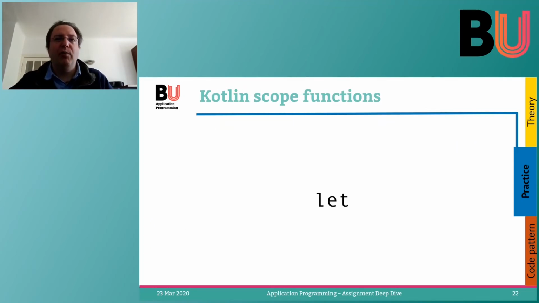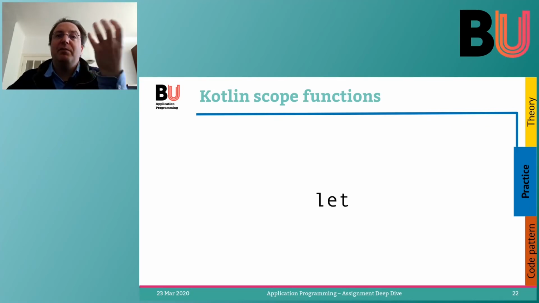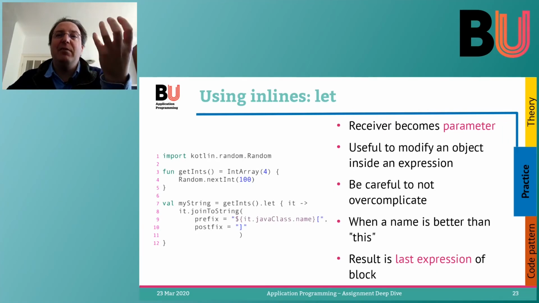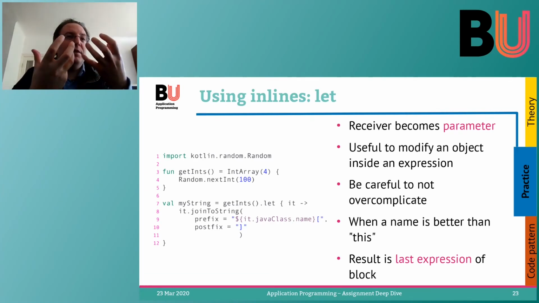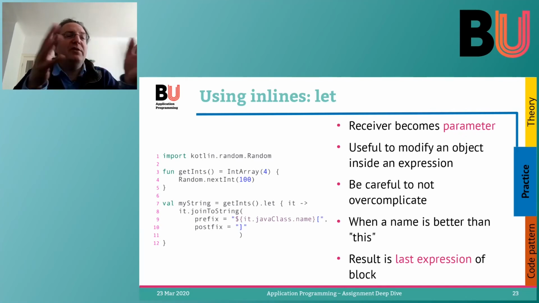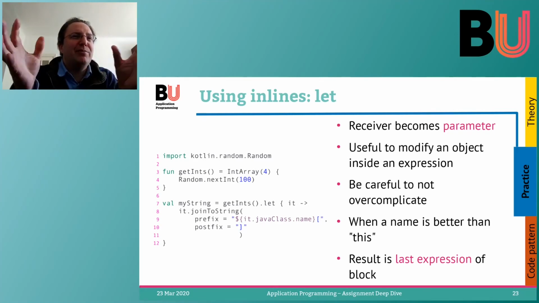So a common one is let. So let takes the receiver and allows you to basically give it a name and then do things with it, and then returns the result of the last expression. So if you have an object, in this case we have created a function that just creates 4 random integers. So this IntArray is actually a built-in function. This is kind of something you cannot really do yourself because of the way it works.